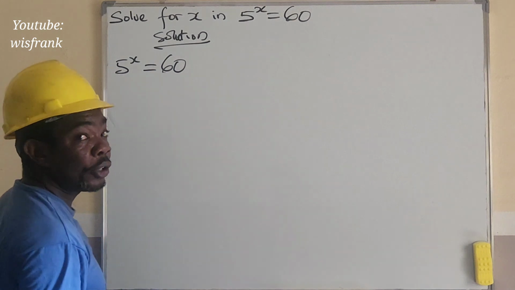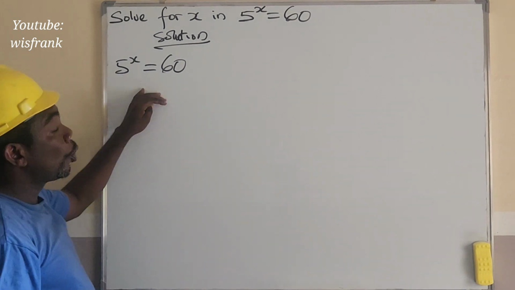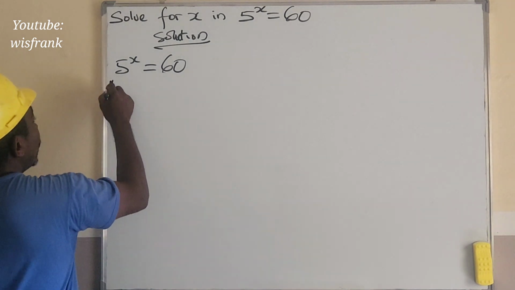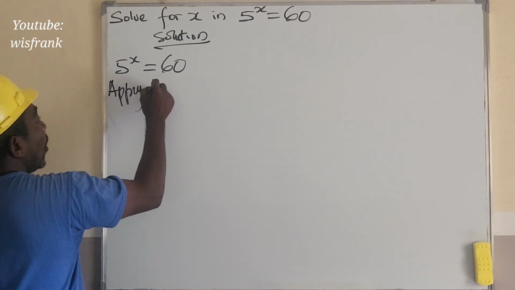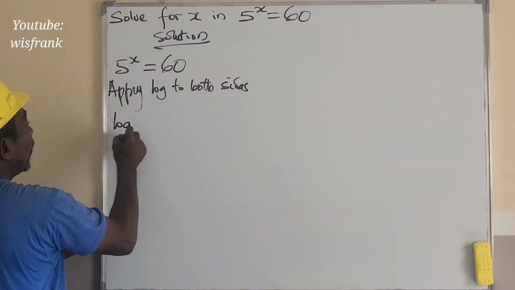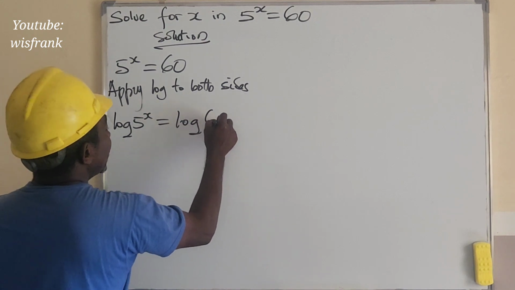When we have an equation like this, a constant to the power of a variable, what we are going to do is introduce log to both sides. So this will say apply log to both sides. This will become log 5 to the power of x equals log 60.